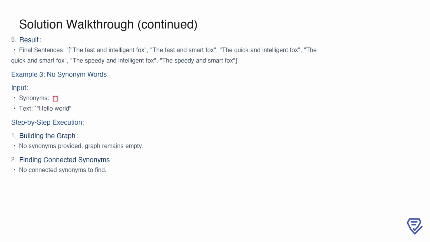Now, let's consider a simpler case where no synonyms are provided. If the input contains no synonym pairs, the graph remains empty, and there are no connected components to find. For the text hello world, we simply process each word sequentially. Since neither hello nor world has any synonyms, they are appended directly to form the final sentence. In this case, the result is simply hello world. This demonstrates that the algorithm handles edge cases where no synonyms are present.